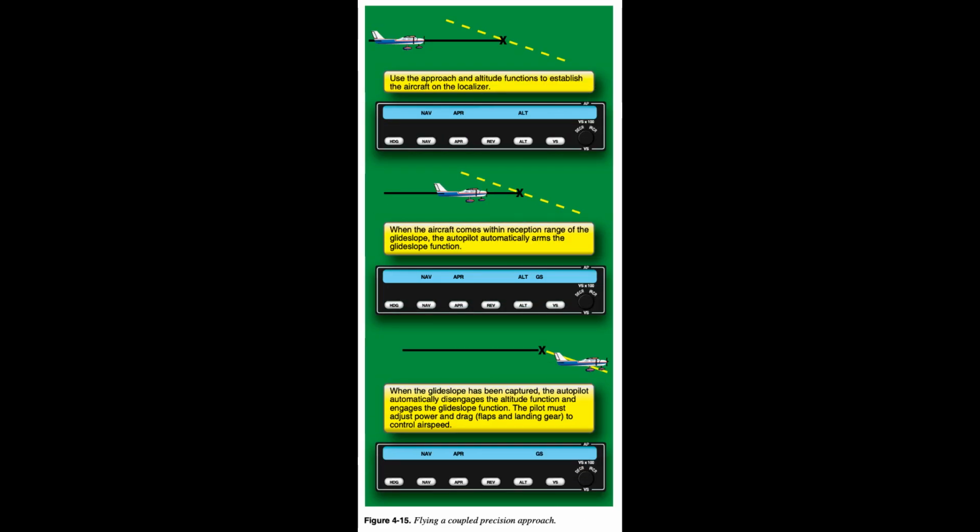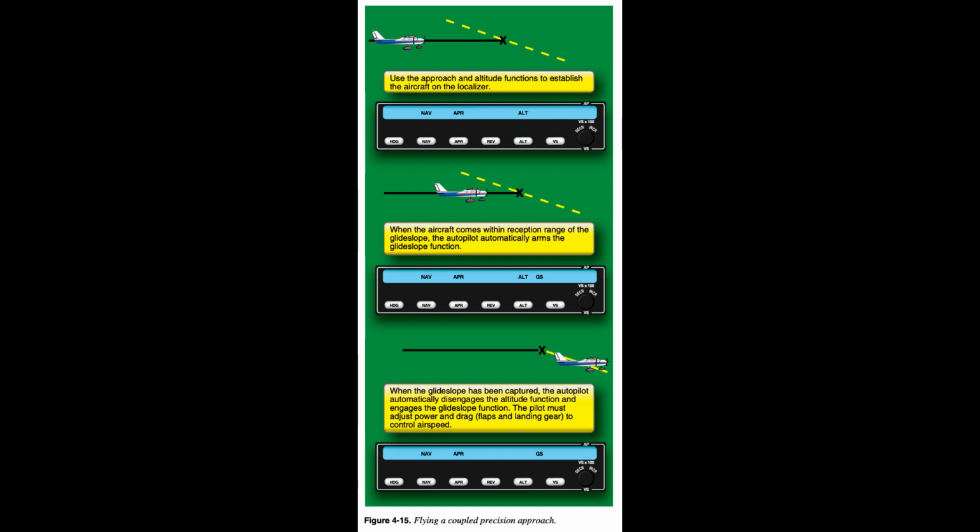ILS approaches. Coupled ILS approaches make use of the autopilot's glide slope function. Figure 4.15 shows the procedure for one type of autopilot. Note that you cannot directly arm or engage the glide slope function. The autopilot must usually be engaged first in the approach and altitude modes. When the FD/autopilot begins to sense the glide slope, the function will automatically arm.